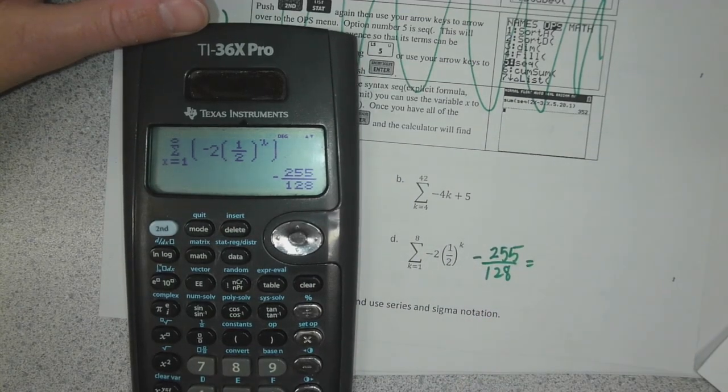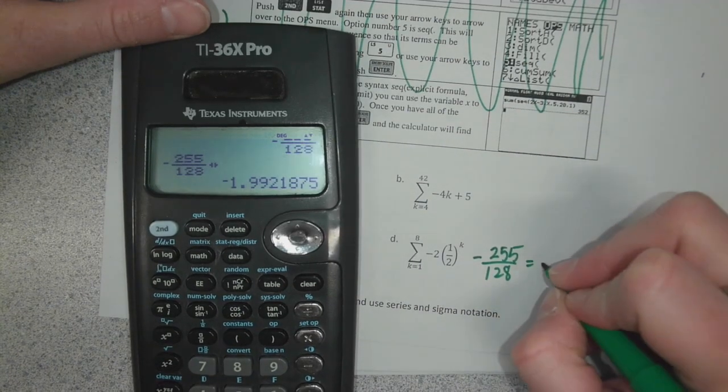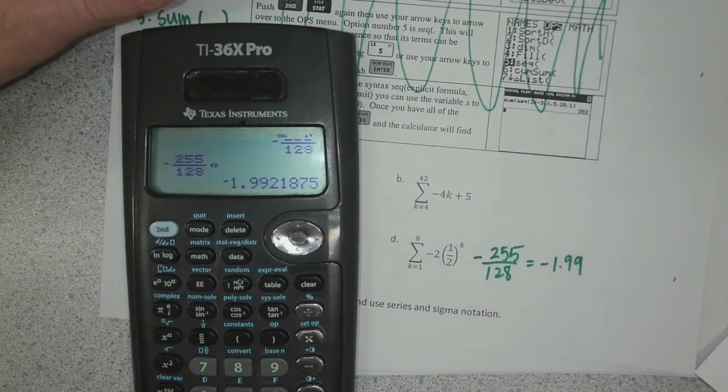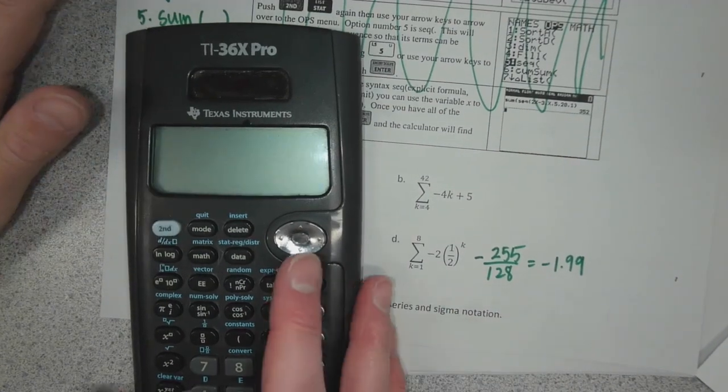Now sometimes the fractions are too big, so if they spit out a decimal, you can put that there too. Okay, if you guys get stuck or you need any help, let me know.